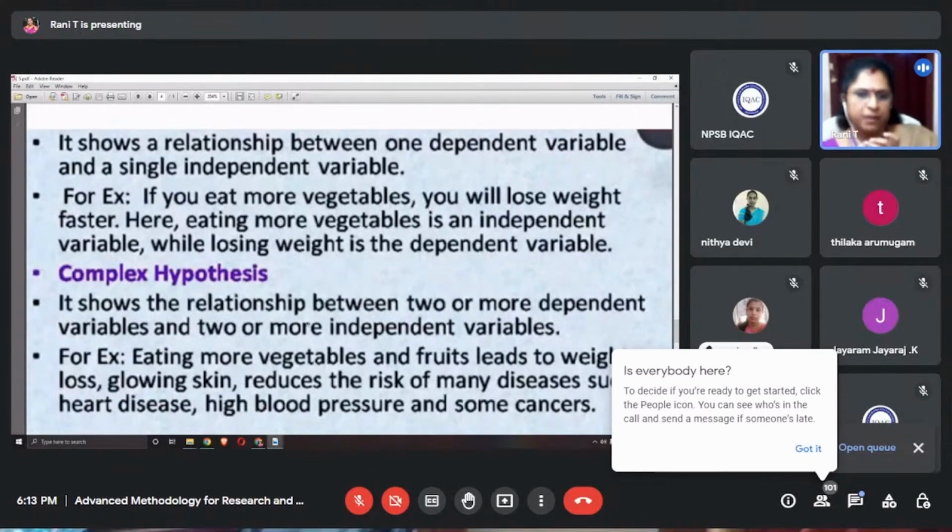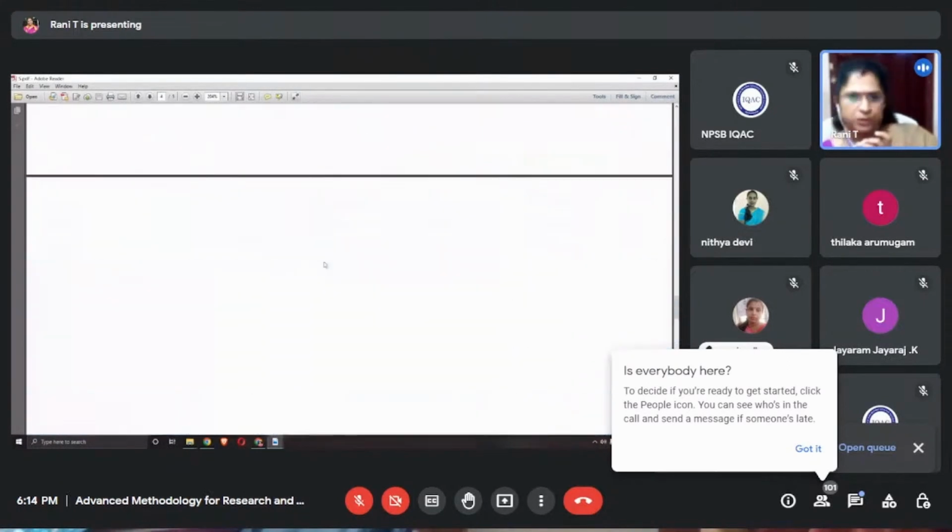And the next one, complex hypothesis. There may be two or more independent variables, and the result also may be two or more dependent variables. For example, I am eating vegetables as well as fruits. The independent variables are two now, vegetables and fruit. And what is the dependent? I lose weight, I get immunity, I have a glowing skin. That is the dependent variable.